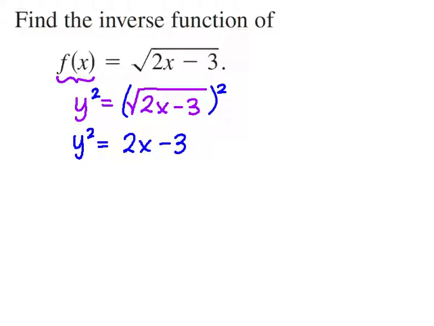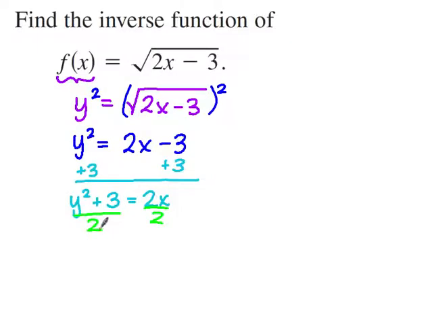What do I do now? Add 3 to both sides. So I now have y squared plus 3 equals 2x. And then divide by 2. So final step, I end up getting x equals y squared plus 3 all divided by 2. Final step is to switch those two around. So really, I'm going to interchange those. So I get x squared plus 3 over 2 equals y.